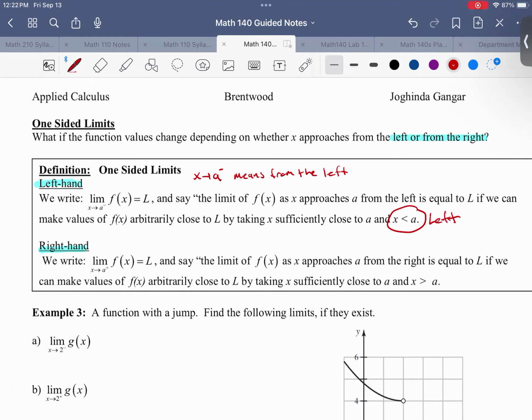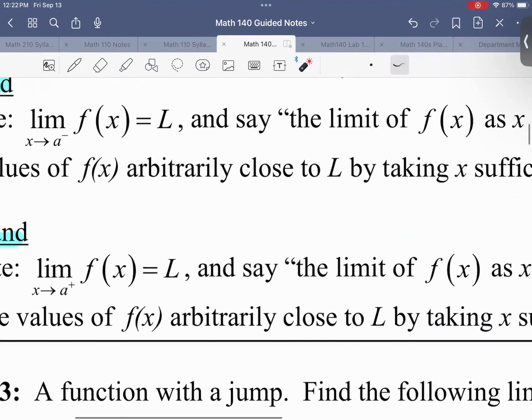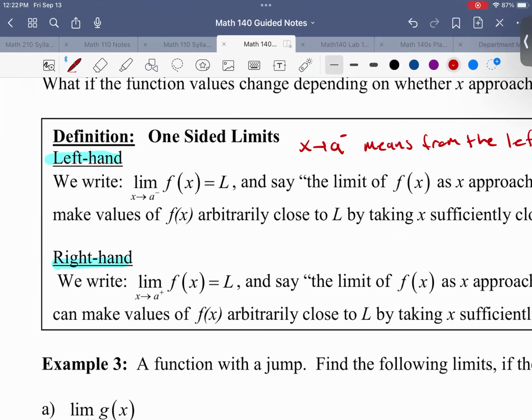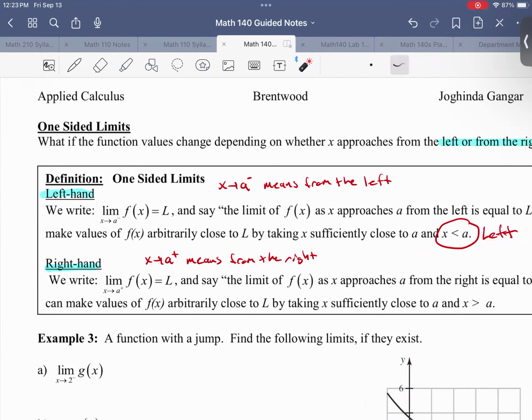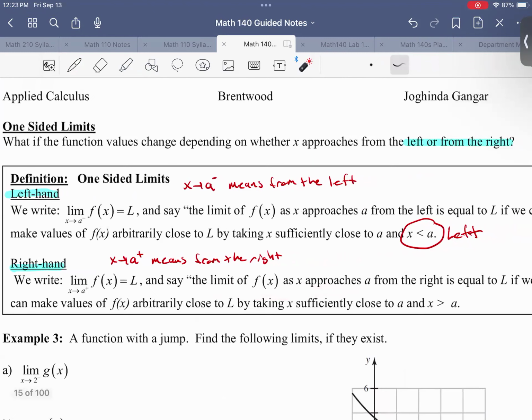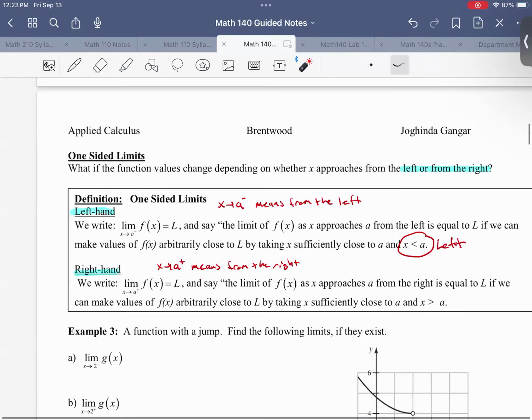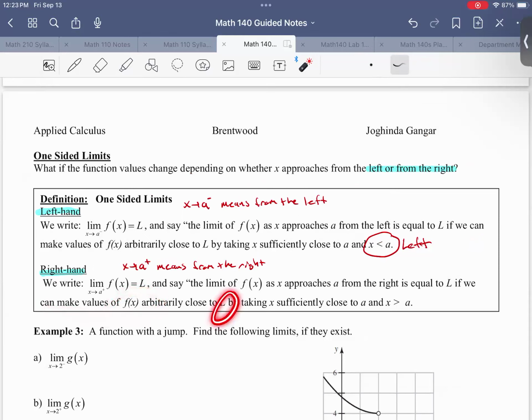So right side, if x approaches a and you see a plus sign above the a, that means you're coming from the right. So if it says x approaches a with the plus, it means from the right. Pretty similar statement. The limit as x approaches a from the right of f(x) is equal to L if we can make the values of f arbitrarily close to L by taking x sufficiently close to a and x is greater than a, meaning values greater than a, meaning from the right side. Think of it as a number line.